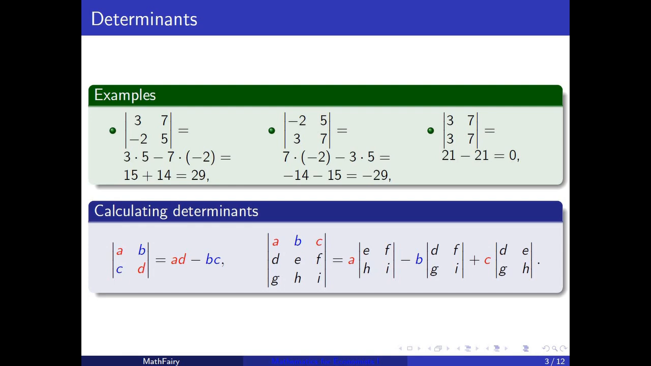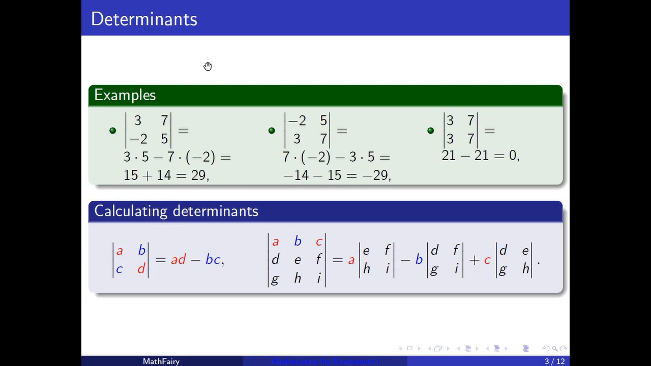Some examples of 2x2 determinants. Observe that the determinant of the matrix 3, 7, -2, 5 would therefore be 3 times 5 minus 7 times -2, which is of course 15 plus 14, giving us 29. Likewise, the determinant of the 2x2 matrix -2, 5, 3, 7 would be 7 times -2 minus 3 times 5, giving us -14 minus 15, altogether -29.